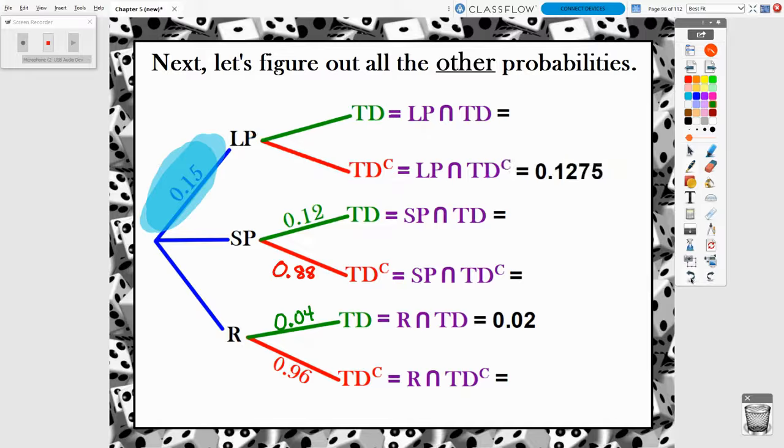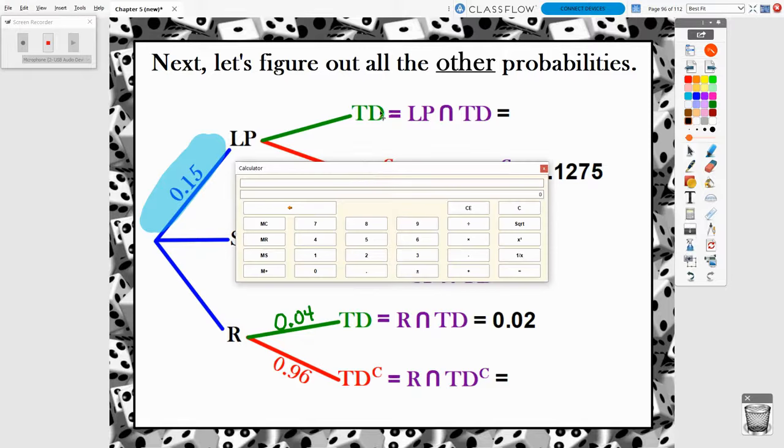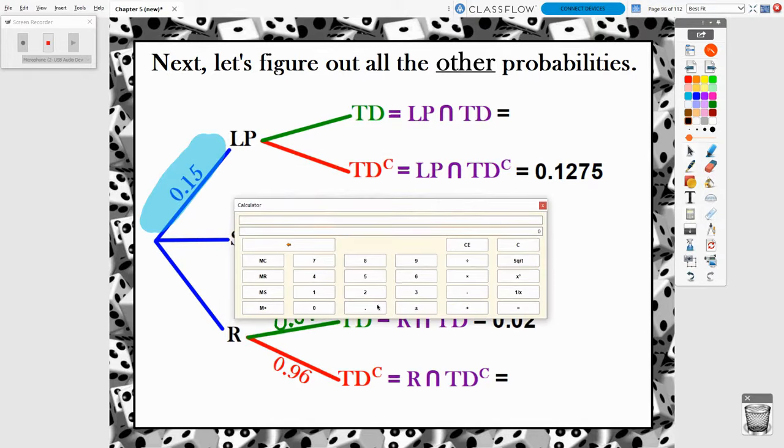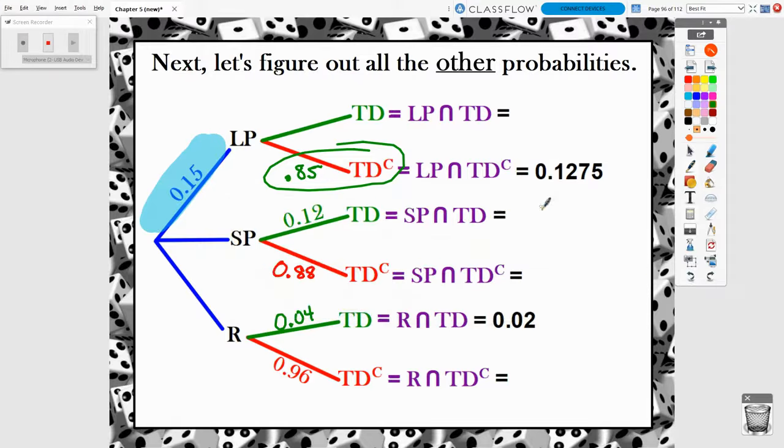All right, so now I just got to use a little bit of algebra in here. So 15% times what gives me 12.75%? Well, let's just use our calculator. Really what we're doing here is we're taking the overall 12.75% and we're dividing it by 15%. And so let's see, 85%. So what this is saying, 85% of the time, the team doesn't score a touchdown, given that they threw a long pass.